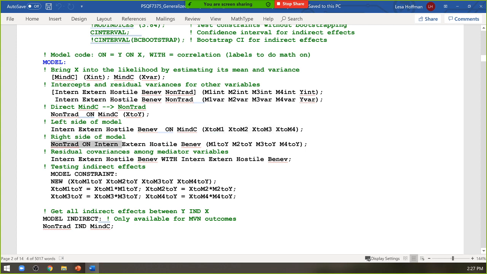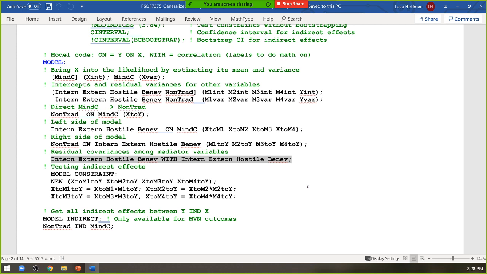The right side of the model then is the middle mediators predicting the Y outcome. So Y, the first word there, on the mediator variables. And then these are the labels that I've attributed to those paths so that I can make them do math to create indirect effects. I want all of the mediator variables to have covariances. This WITH command in general is how you add covariances. If you have a list of variables on each side, it estimates all possible covariances between them.